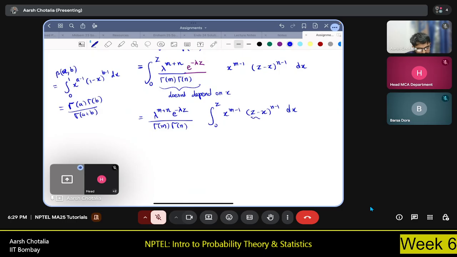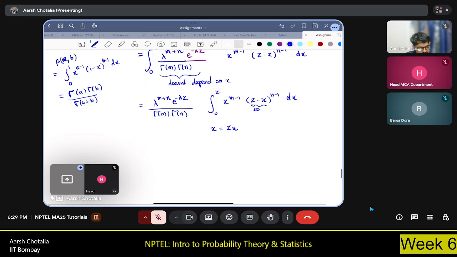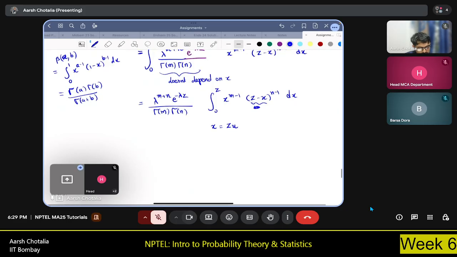So what I want here is a 1 minus x kind of thing. So I can write x as z times u. Alright, so that this becomes 1 minus u, which means z minus x will become z into 1 minus u, and dx would become z du.